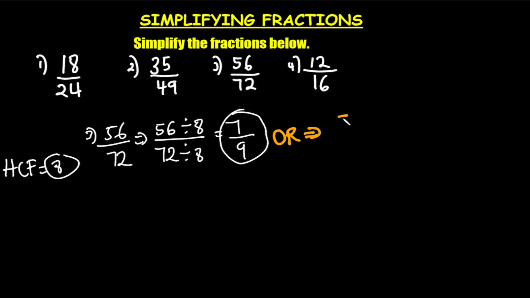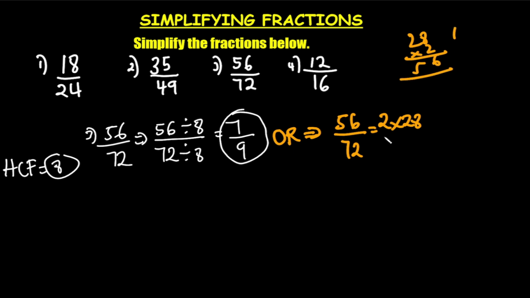Now, 56 and then 72. For 56, I'll ask myself, what two numbers can I multiply to get 56? I know that 2 times 28 will give me 56. And then the next one, 2 times 36 will give me 72. The 2 and 2 are common here, so these two will cancel, and then I'll have 28 over 36. And I also try to decompose 28 over 36.